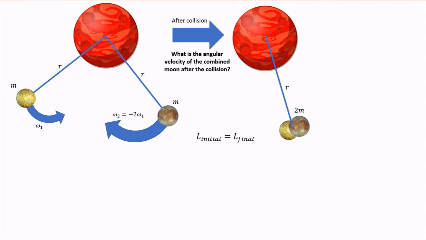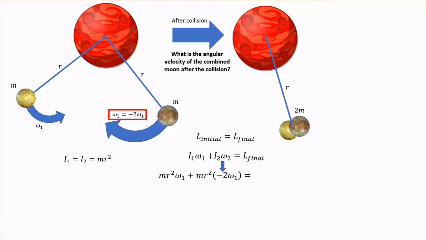So, let's start with the left-hand side of the equation. What is the initial angular momentum? Well, it is the moment of inertia of this body times its angular velocity, plus the moment of inertia of the other body times its angular velocity. The moments of inertia are actually the same, since they have the same mass and radius of rotation. The angular velocity of the second body, though, is given by this formula here, so we just plug all of that in.